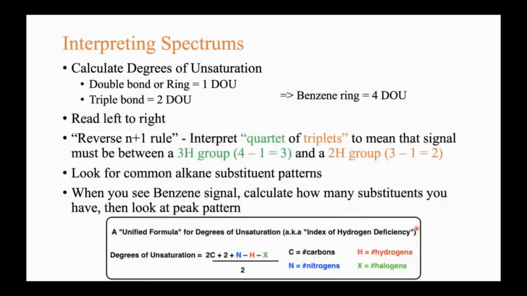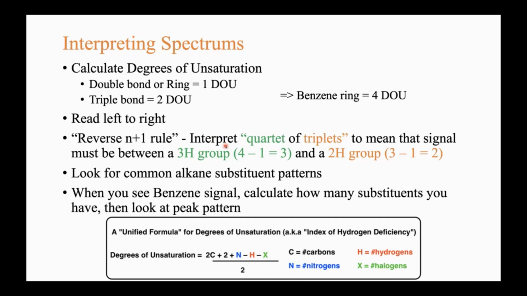So, interpreting spectra. The first step is typically to calculate your degrees of unsaturation. Know that a double bond or a ring takes 1 degree of unsaturation, a triple bond takes 2, and therefore, with that math, a benzene has 3 double bonds and 1 ring, so that's 4 degrees of unsaturation. I like to use this formula. They teach you in the textbook that nitrogens count for ½ a degree and some other weird facts, but if you can memorize this formula, it definitely helps.